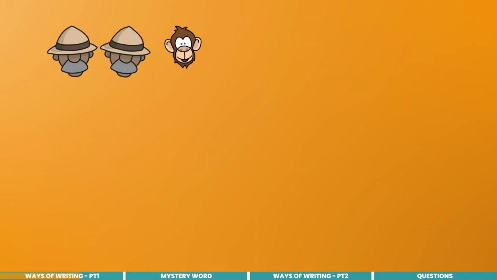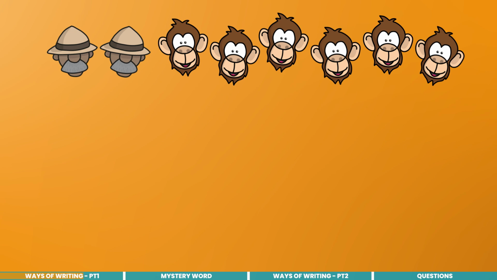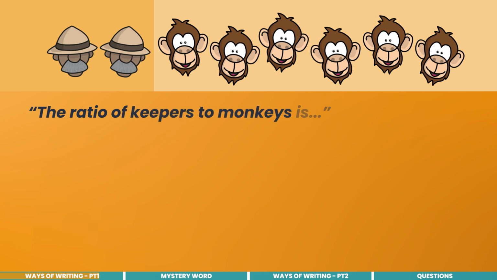Anyway, in this zoo, we have 2 zookeepers and 6 monkeys. We have a comparison of 2 things here, hence we have a ratio. Let's look at the ways this very simple example could be written in a question. The question might say, the ratio of keepers to monkeys is 2 to 6. This format, with a colon between the 2 numbers, is the traditional way to write a ratio. I'll call it ratio format from now on. The question might just say 2 to 6, or even 2 per 6.